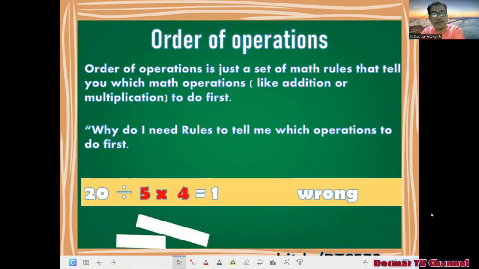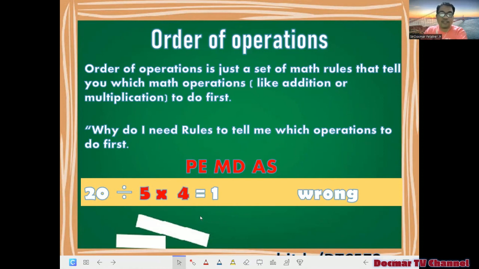For example, we have 20 divided by 5 times 4 equals 1. For them, they said that multiplication should be the first to be multiplied. Basically, when they see a multiplication sign, that's what they do first. Sometimes they commit mistakes because the rule says MD, or multiplication and division, are of the same rank, or whatever comes first from left to right. So the operation should start from left to right.